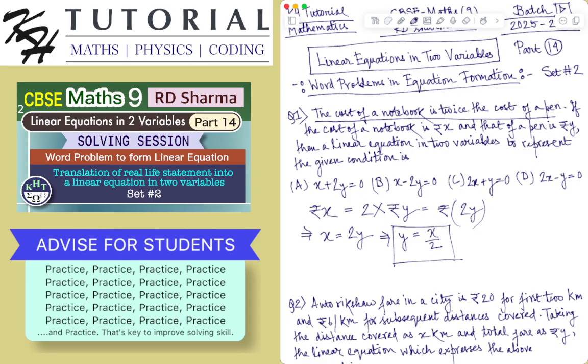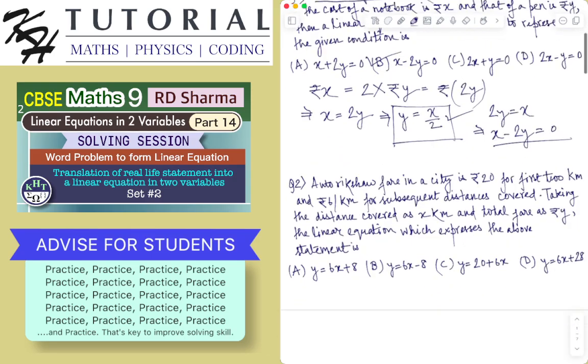Okay, now we have to select the correct choice. Now all the choices are given in the standard format. So if we rewrite this equation in the standard form, we get 2y is equal to X. This implies X minus 2y is equal to 0. So the correct choice is B. B is the correct choice. Let's see the next problem.